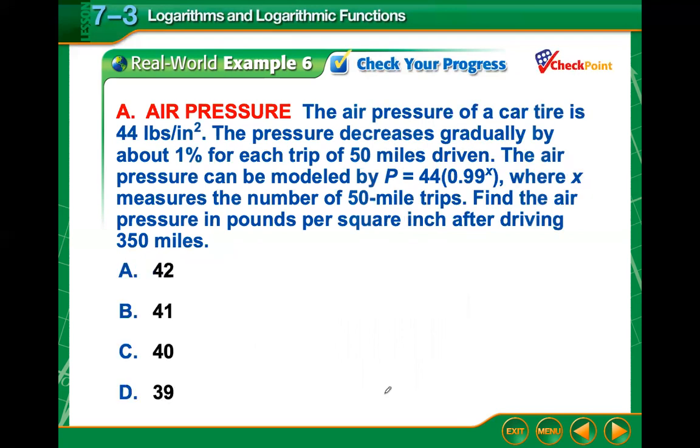All right, go ahead and try this problem. Pause the video to give yourself a chance or time to work on it. All right, you should get B. You're going to go ahead and just plug in 350 for X. Find the air pressure in pounds per square inch after driving through 150... Actually, I lied. You're going to plug in 7 for x if you were lost, because you have 7 50-mile trips within 350.